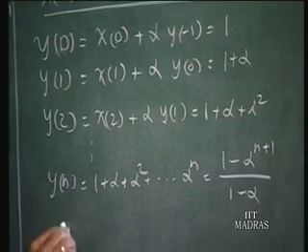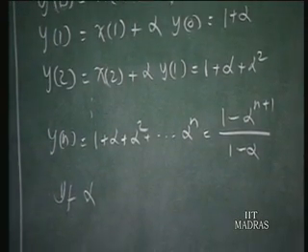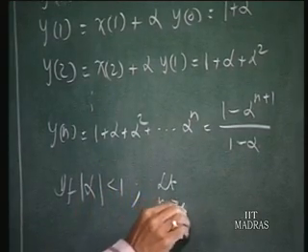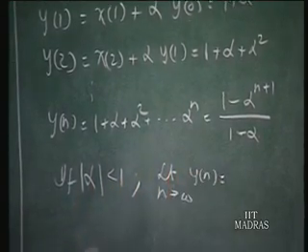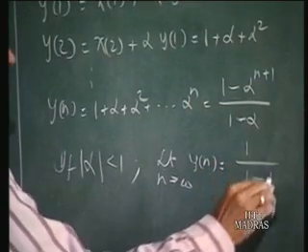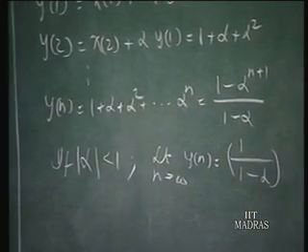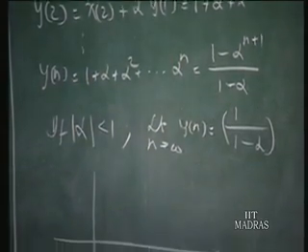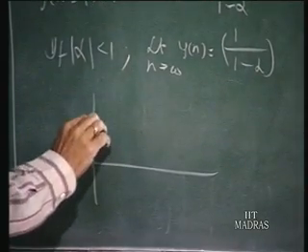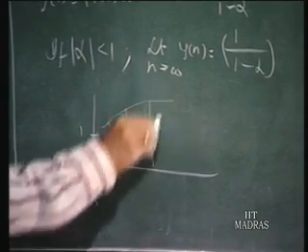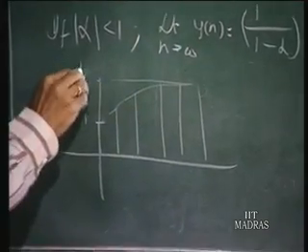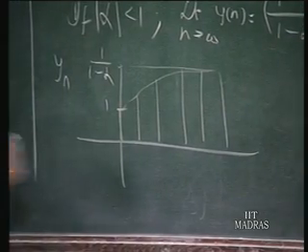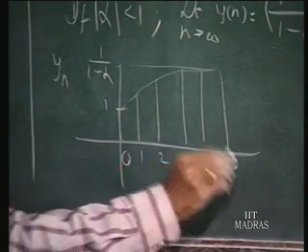So if the magnitude of alpha is less than 1, then the limit as n goes to infinity of yn, for large n, will turn out to be 1 over 1 minus alpha, because alpha raised to the power of n plus 1 tends to be 0. So the solution starts with 1, and it will asymptotically reach a value which corresponds to 1 over 1 minus alpha. That is 0, 1, 2, etc.